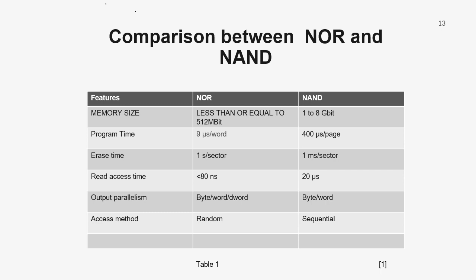In the NAND cell it is 20 microseconds. Output parallelism in NOR is byte or word or double word, but in NAND byte or word. And the access method is random in the NOR cell, and sequential in the NAND cell.